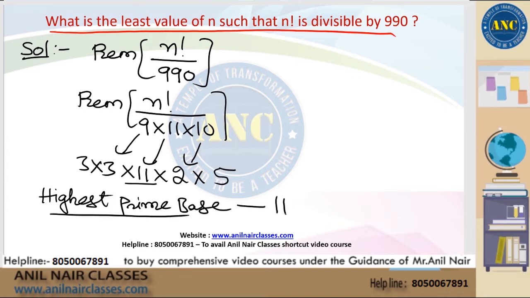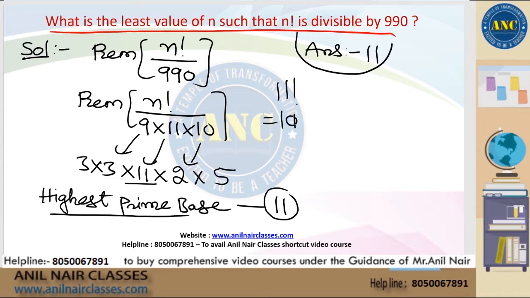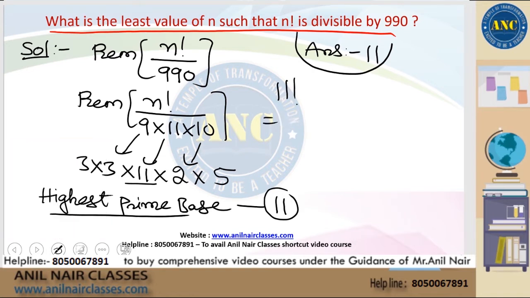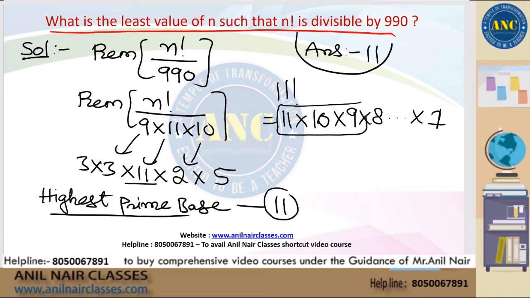So what is the answer for this question? 11. Why it will be 11, we will see. 11 factorial is nothing but 11 into 10 into 9 into 8 and so on up to 1. So this gives 990. 11 tens are 110. 110 into 9 is 990. I hope it is clear. This model is clear. The answer for this question is 11.